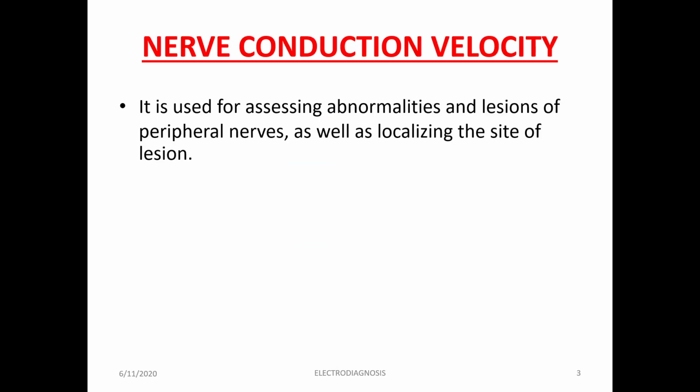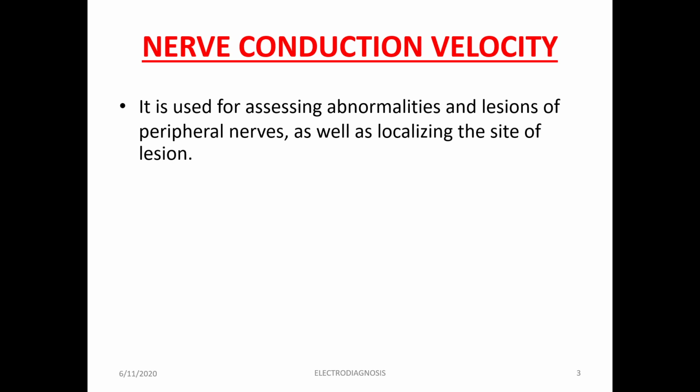Now, starting with the NCV, nerve conduction velocity. You might be remembering the limitations of the SD curve. Can anyone tell what the limitations of the SD curve are? The site of the lesion cannot be determined. Very good. Anything else? It gives only qualitative data, not quantitative data. Very good, severity of the disease. So we cannot get quantitative data from the SD curve, and we cannot localize the site of the lesion.